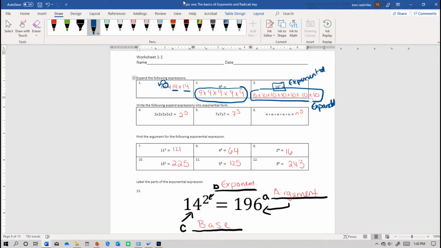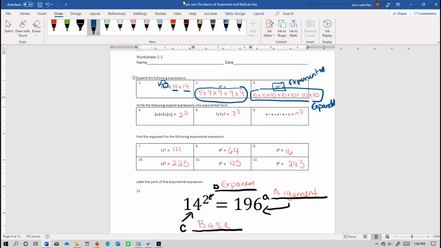All right, so now we can go backwards. Now they're giving us the expanded form, and we have to turn it into exponential. Well, I can see that 2 is what's being multiplied. So 2 is my base, and I have to see how many times it's being multiplied to know what the exponent is. So 1, 2, 3, 4, 5 times, so my exponent is 5.